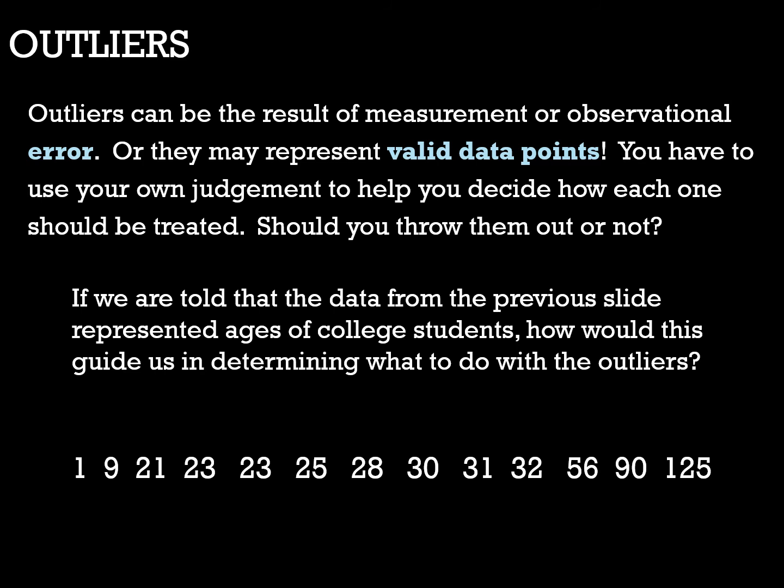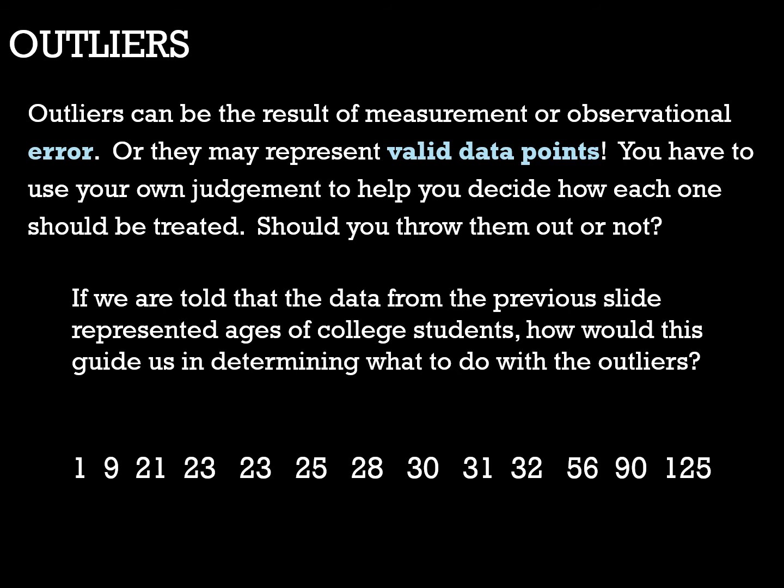Down to the bottom end, the number 1 would represent someone who's 1 year old taking a college class. We know that's impossible. So 1 has to be an error, because no baby could be taking a college class. However, 9, well, you do have child geniuses, people who are really way ahead of their peers. So it's not totally impossible for a 9-year-old to be enrolled in a college class. It's pretty unlikely, but it's possible.